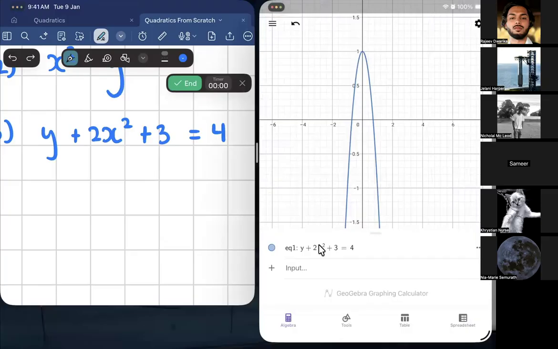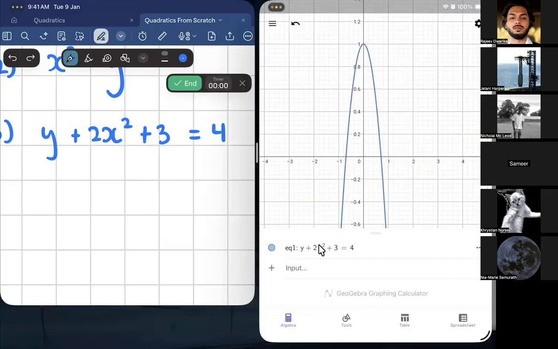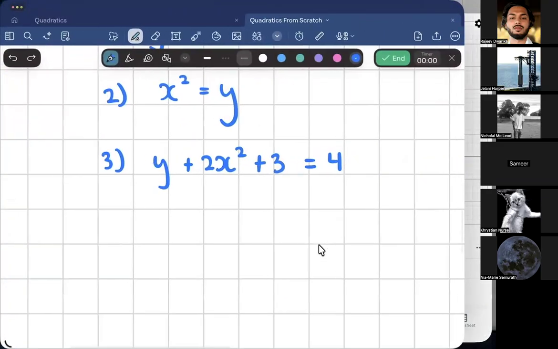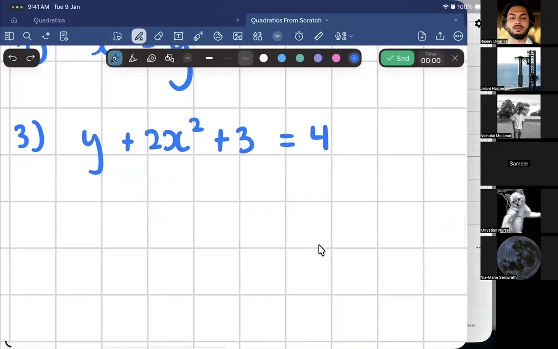Okay, does that look like a quadratic, guys? Yes or no? Yes, sir. Yeah, it does, because it's a frown, right? Samir, and not looking like a quadratic. Yes, sir. Yeah. Now, I'm going to call upon Nia. Nia, let's make y the subject of the formula here. Right, Nia?